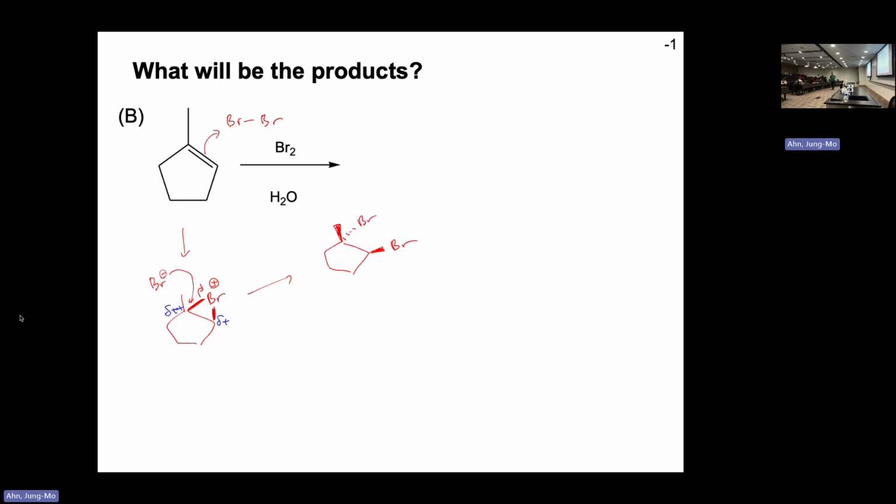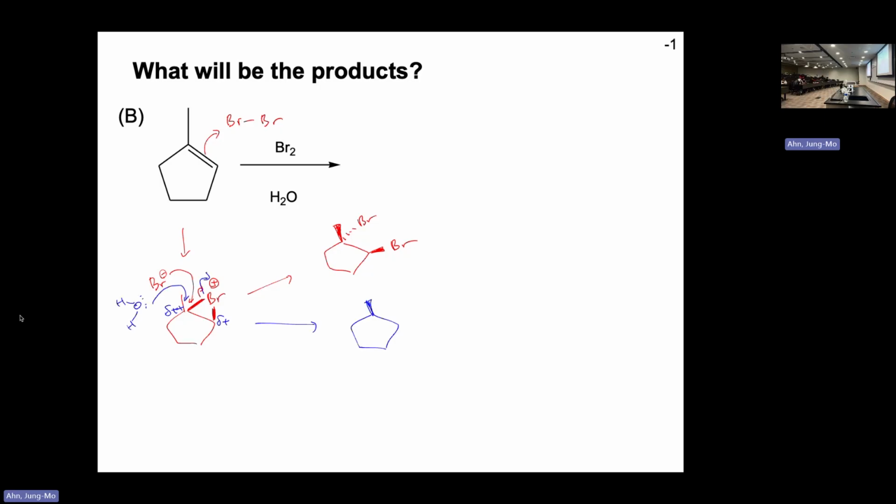And I want you to see how things behave differently. Even in the water, still the bromine is going to attack by the pi bond first. Water is not going to attack by the pi bond because the water is not an electron deficient species. So we get the bromonium ion forms first. Previously, without the water, bromide is the only nucleophile, so it attacks.